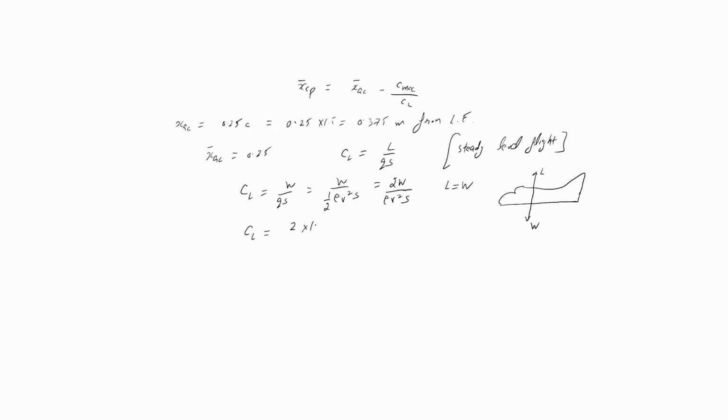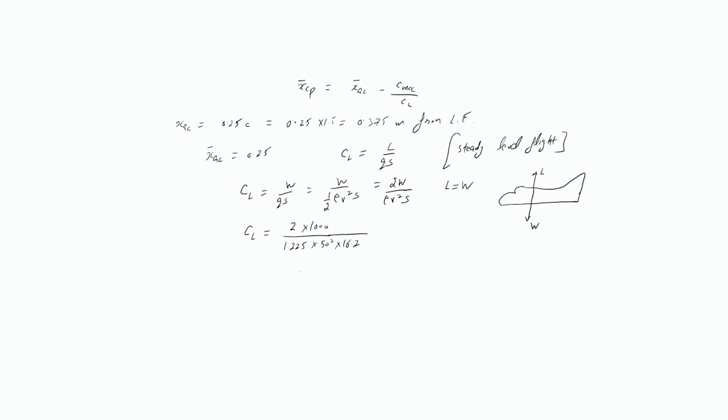So 2 into 1000 divided by 1.225 into 50 square multiplied by 16.2. So what students will do, they will simply substitute these values and try to obtain this CL. Now remember the dimension of the CL was unitless, so we need to have this dimensionless coefficient.